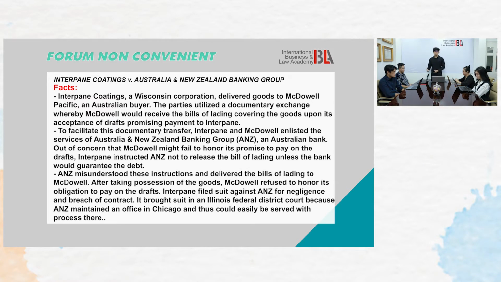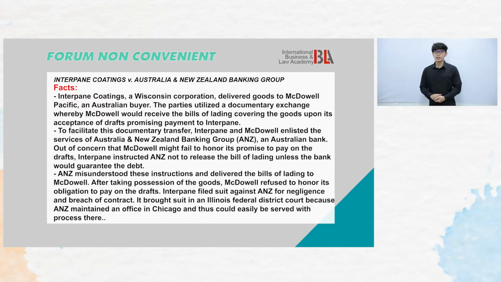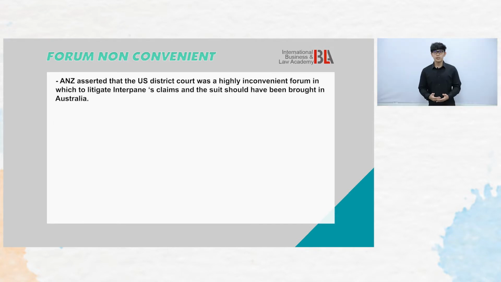ANZ misunderstood these instructions and delivered the bills of lading to McDowell. After taking possession of the goods, McDowell refused to honor its obligation to pay on the drafts. Interpain filed suit against ANZ for negligence and breach of contract. It brought suit in Illinois Federal District Court because ANZ maintained an office in Chicago and thus could easily be served with process there. ANZ asserted that the U.S. District Court was a highly inconvenient forum in which to litigate Interpain's claims, and suit should have been brought in Australia.